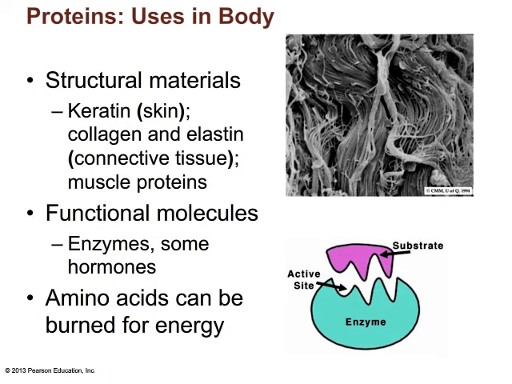So there's a lot of different uses for proteins in the body. Protein is used to make up structural materials in the body. For example, keratin found in the skin, as well as collagen and elastin. These make up the bulk of connective tissues and also muscle proteins. Proteins can also be functional molecules, for example, enzymes. Remember that enzymes are microscopic little proteins that help to catalyze or speed up certain chemical reactions. And finally, we should also point out that amino acids can also be broken down for energy.